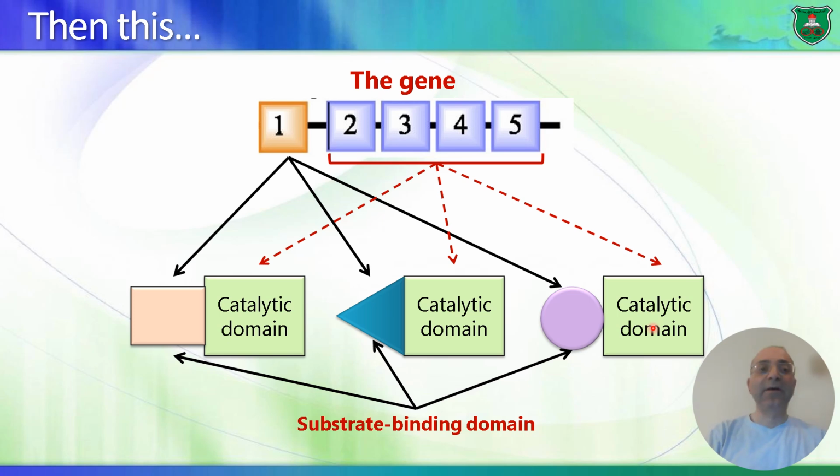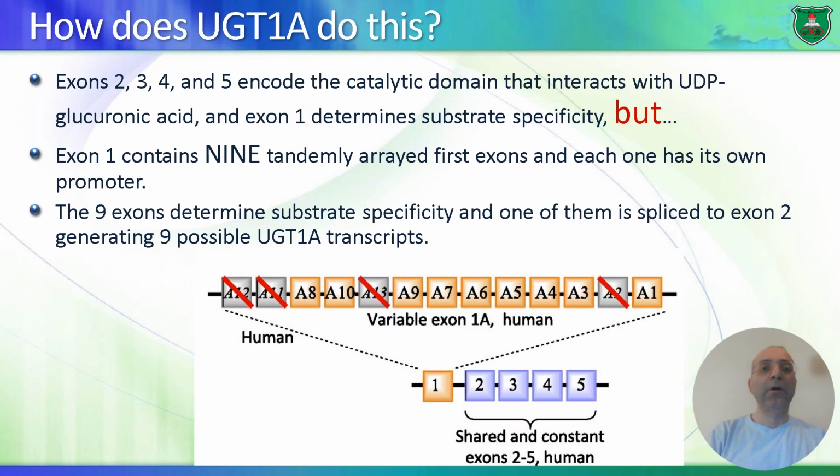But we have different substrates. Now, exon 1 can be different as well. It can produce different substrate binding domains, different domains that can bind to different drugs. How is that possible? Well, it turns out that actually exon 1 is not really a single exon. It's actually made of 9 different exons. All right?